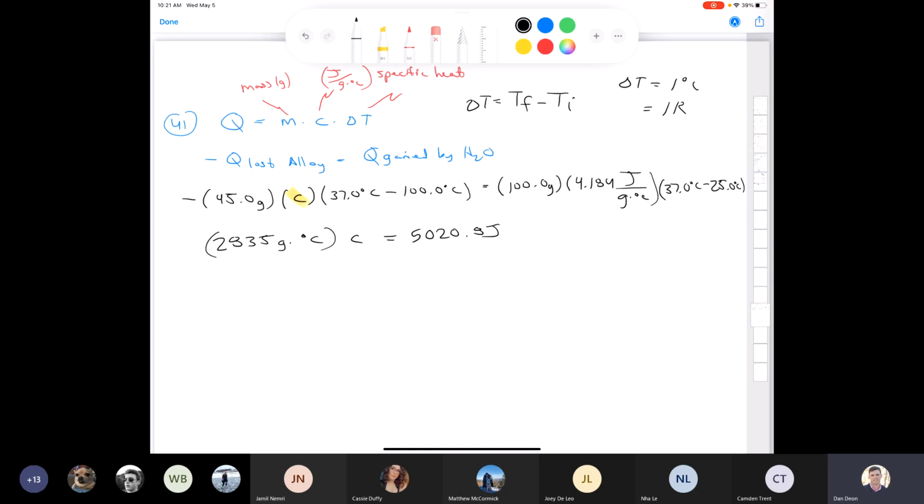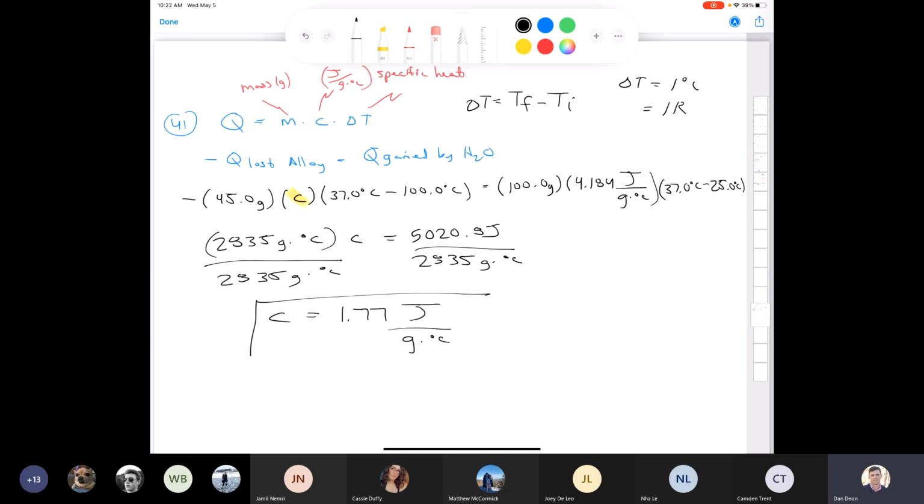I know I'm carrying too many sig figs. I'm perfectly aware of that. You divide by 2835 grams times degrees Celsius, and you end up with a C that's equal to 1.77 joules per gram degrees Celsius. So there is your specific heat for your alloy, which is B.